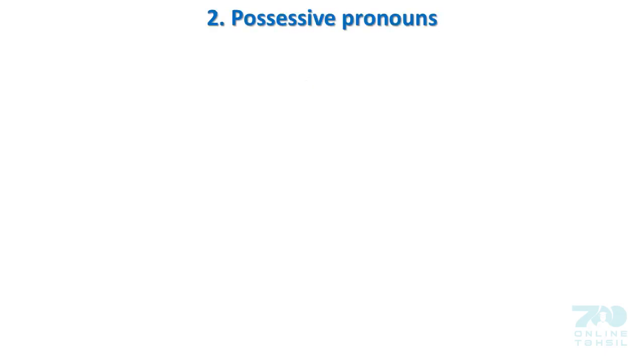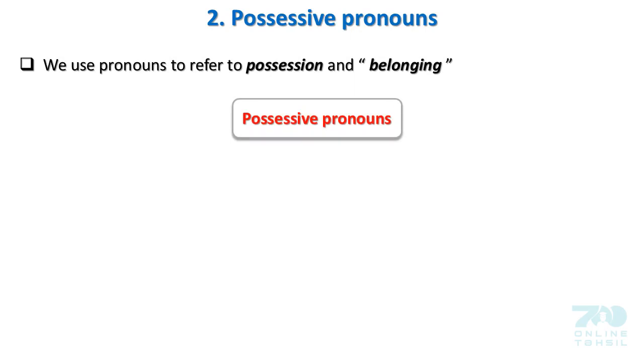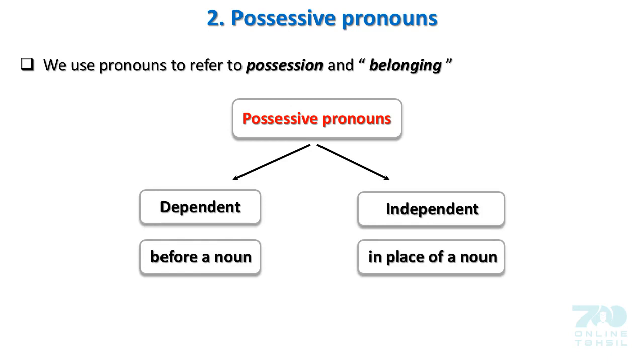2. Possessive pronouns. We use pronouns to refer to possession and belonging. There are 2 types of possessive pronouns, dependent and independent. We use dependent before a noun. We use independent in place of a noun.